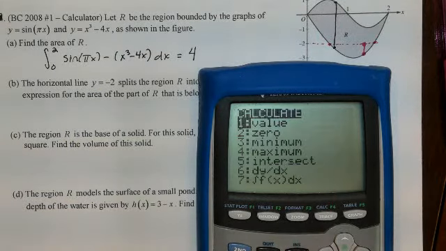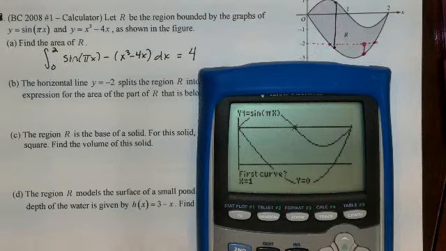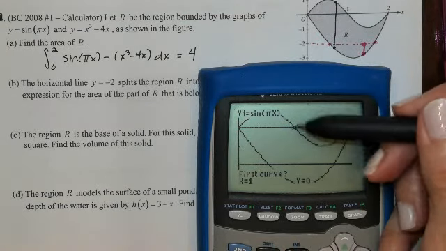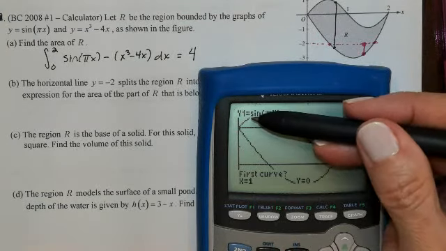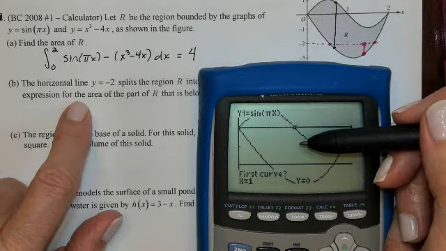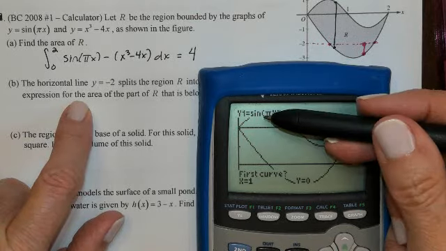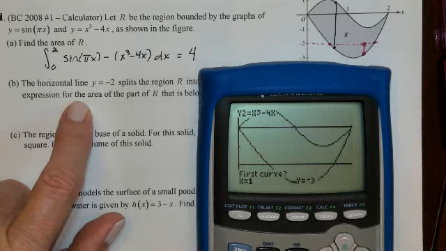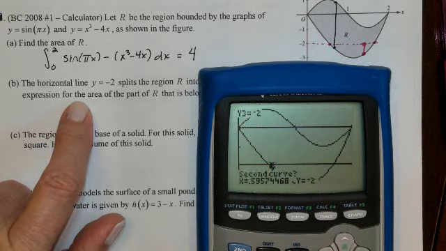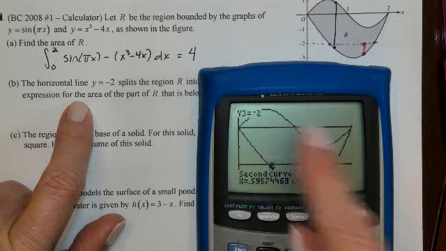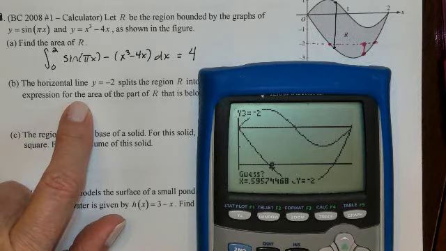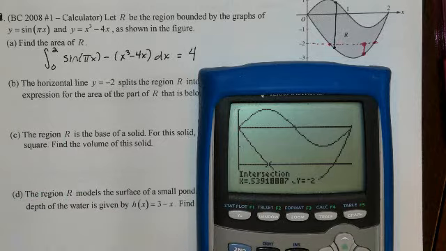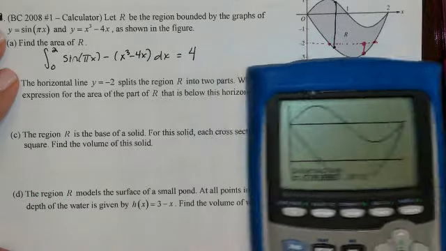So second calc, 5 for intersection. Now notice right now we're automatically on the very first curve, y1. We don't want y1 for this part of the problem. So we only care about y2 and 3, right? So go down to y2 or y3. I'm going to get close over here to this one. Enter. And now the other one is y3, so enter and then guess. So that intersection point down there is given right here. You want to write this down.